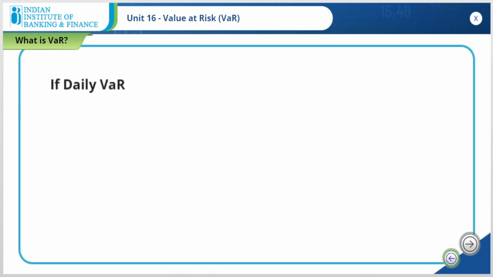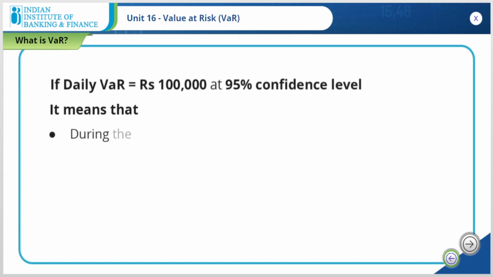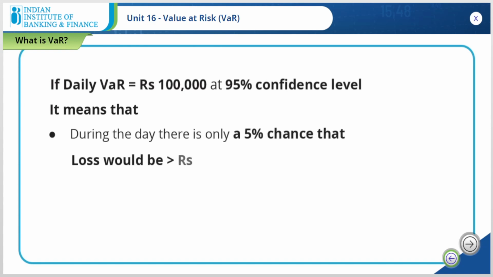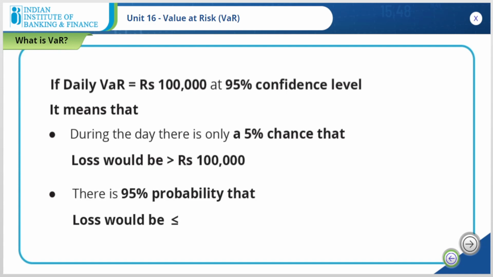If a daily VAR is stated as Rs 1 lakh to a 95% confidence level, it means during the day there is only a 5% chance that the loss will be greater than Rs 1 lakh. Correspondingly, there is 95% probability that the loss will be equal to or less than Rs 1 lakh.